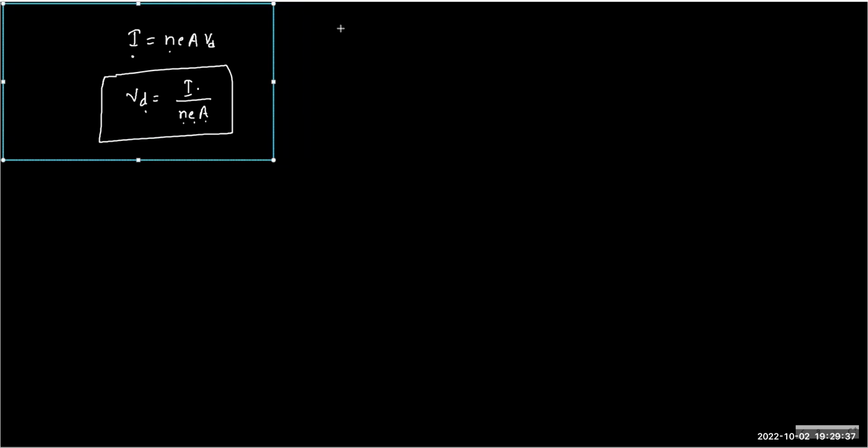This is done. Okay, let me put something more. I'll put a box model, so every formula should look separate. Change of color. So we define something called current density.